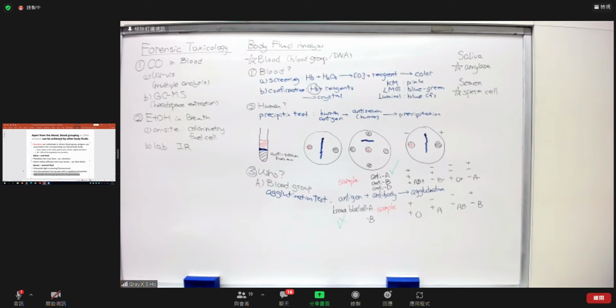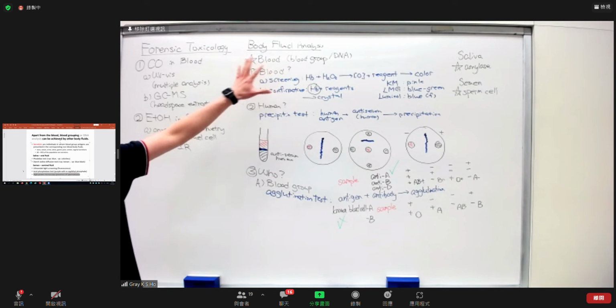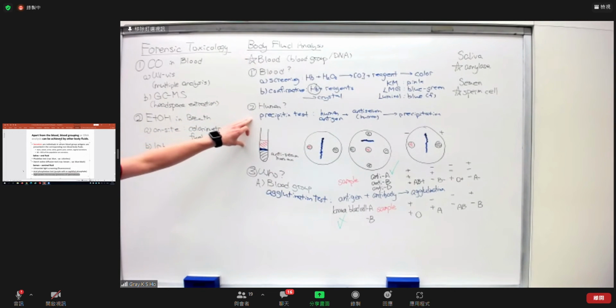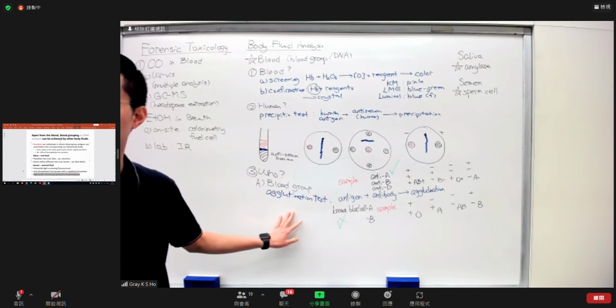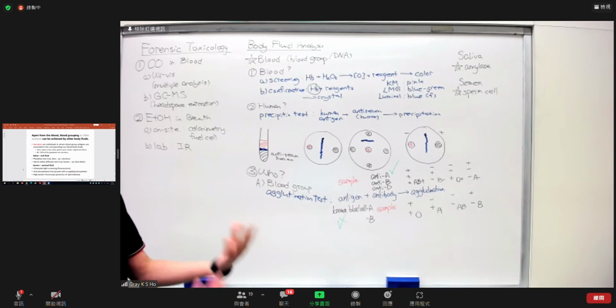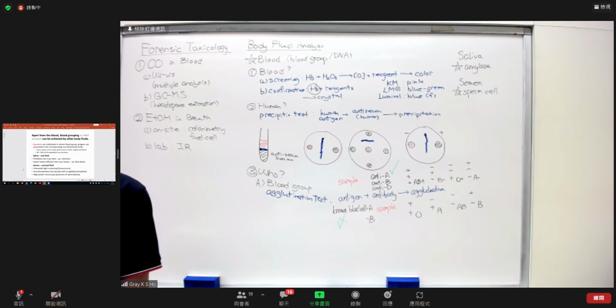Therefore, after analyzing amylase for saliva, sperm for semen, or even hemoglobin for blood, you check the precipitin test for human origin, and then check the blood group with the agglutination test. Therefore, you can know who it belongs to.